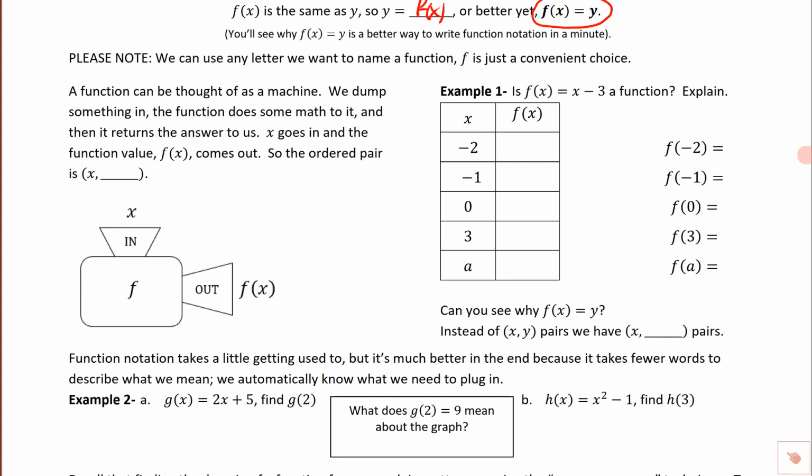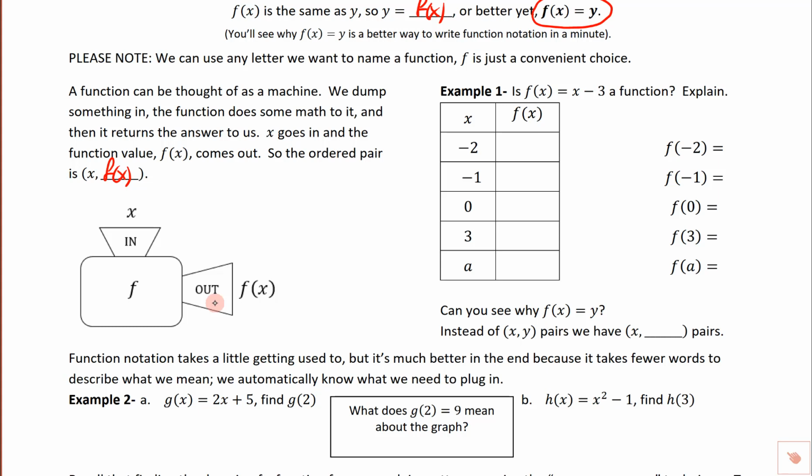So you can think of a function kind of like a machine. It's got something that it does. It's got some math that it does. So we dump something in. So we dump a number in or an expression in or something like that. It does some math to it, and then it returns the answer to us. So x goes in, and the function value, which we call f of x, comes out. So that means the ordered pair is, instead of x and y, it's x comma f of x. So we plug in an x, and we get out the function value at that x. So here's our function machine right here. We're going to dump an x in there. The function's going to do something, and what comes out is f of x.